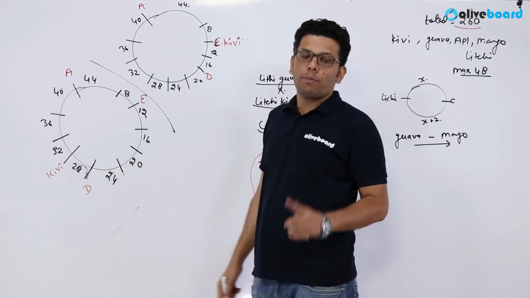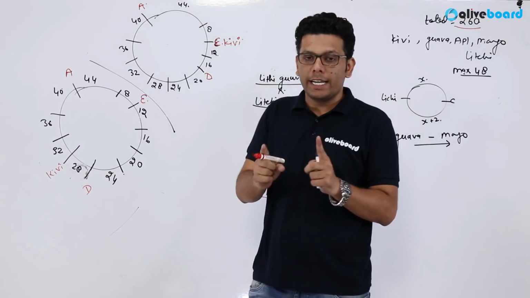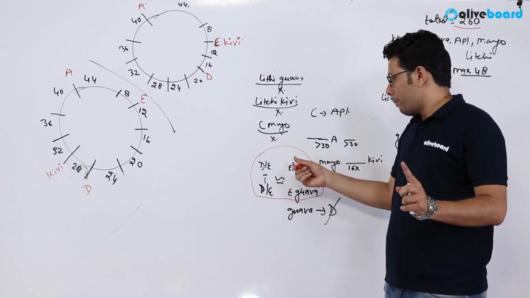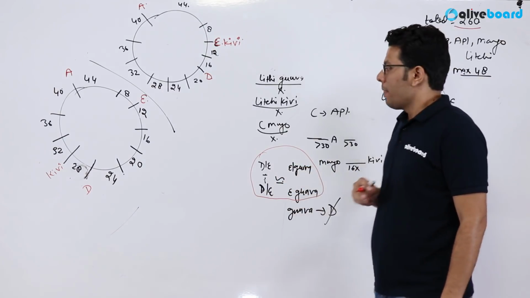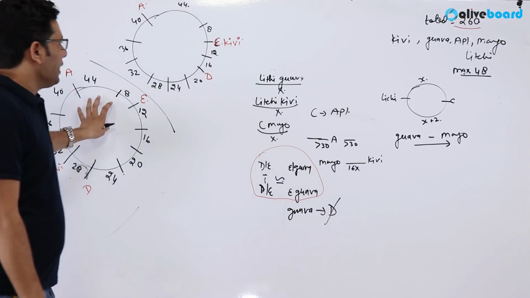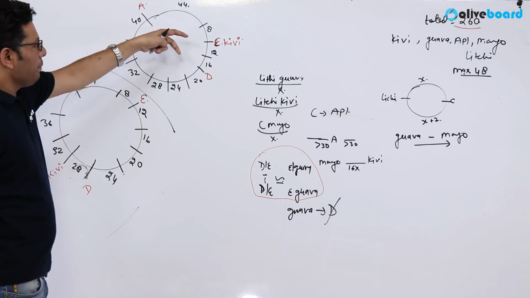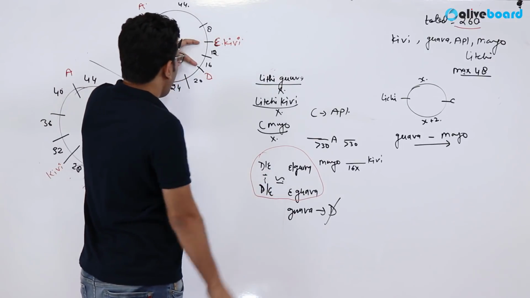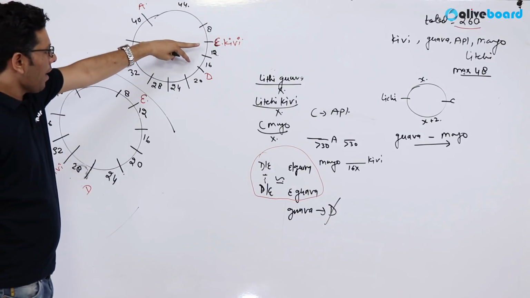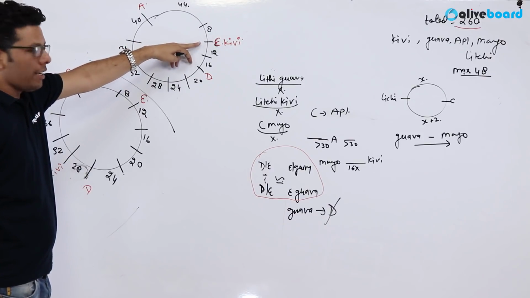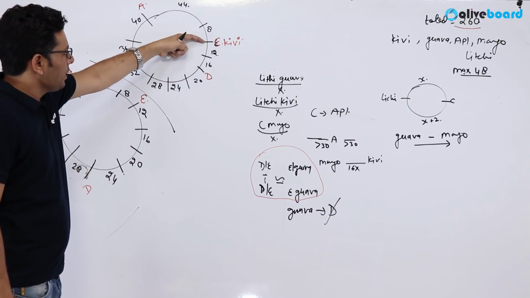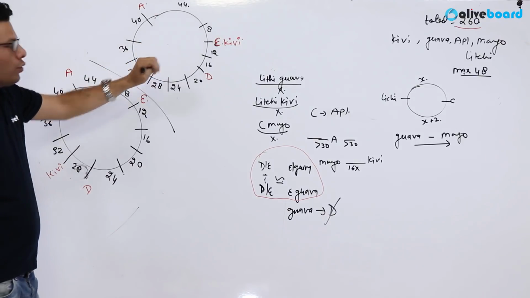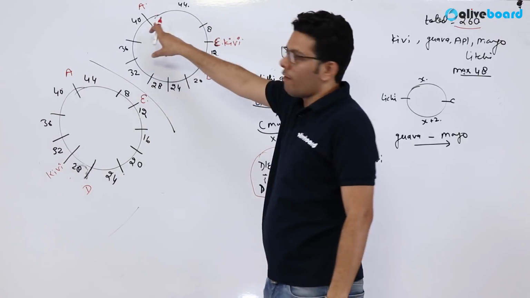Okay, because your point was that the number of persons between D and E is the same as the number of persons between E and guava. So one point got cancelled here. The number of persons between D and E is the same as between E and guava. So sorry, one person is between E and D, so E and guava will again have one person. So guava may be here or guava may be here.